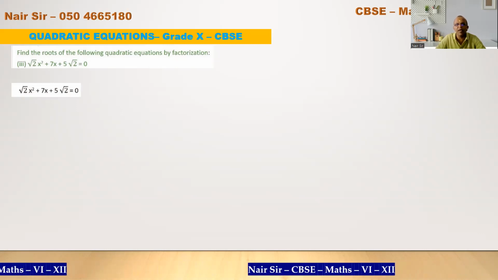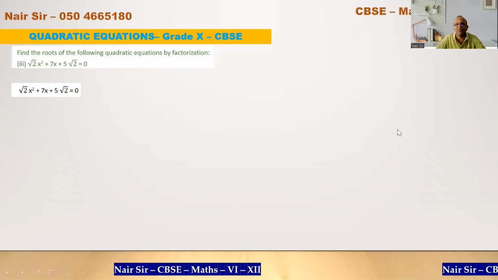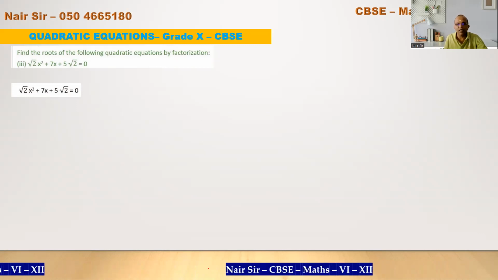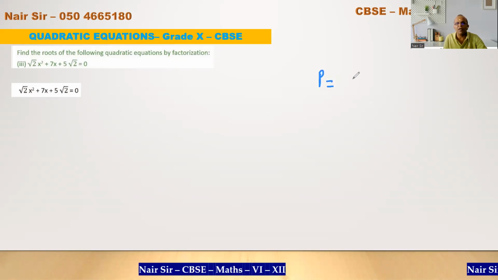Root 2 x squared plus 7x plus 5 root 2. What do I need to do? I need to get the product as root 2 into 5 root 2, and the sum needs to be 7.